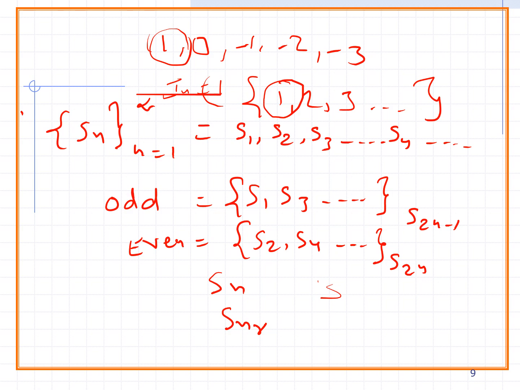The next one is the least upper bound, or supremum. For example, if the set is 1, 2, 3, 4, the upper bound value is 4. But what is the least upper bound value? The least upper bound value is also called the supremum. So infimum and supremum are very important in this module.